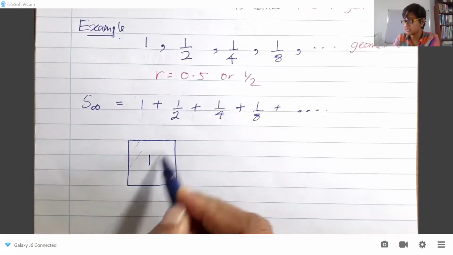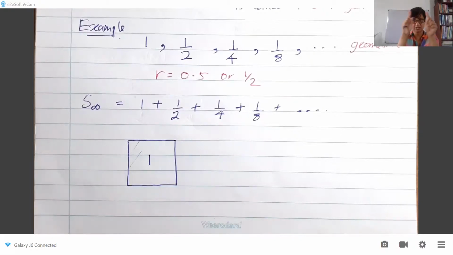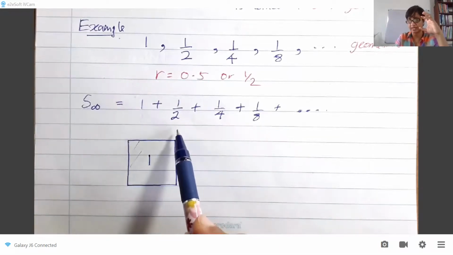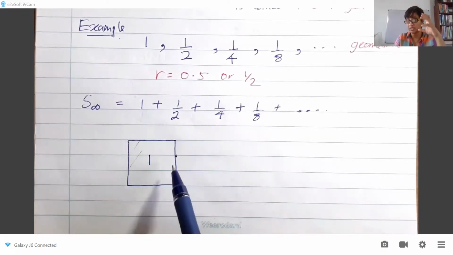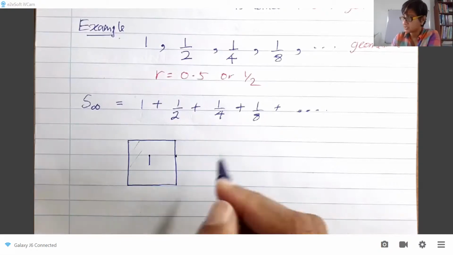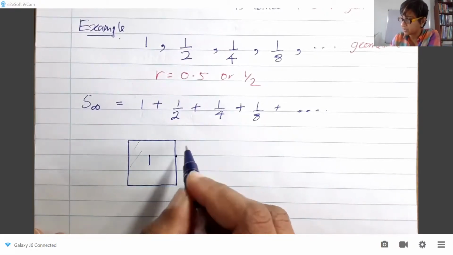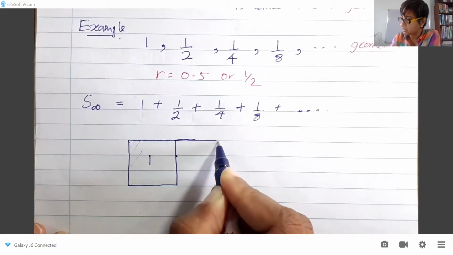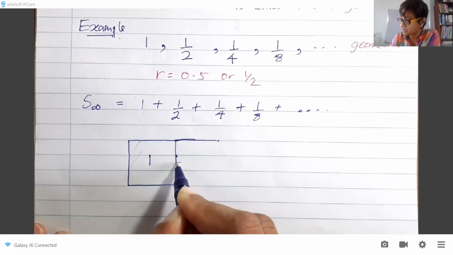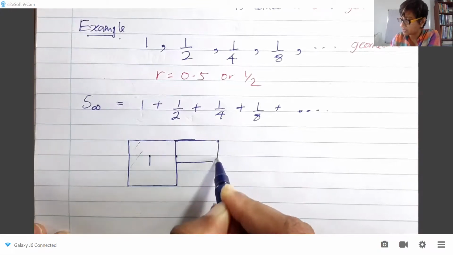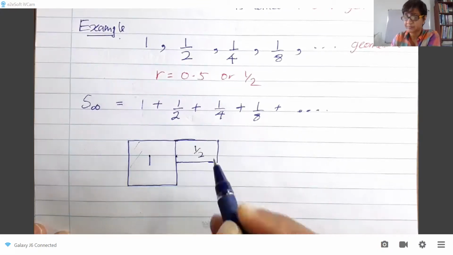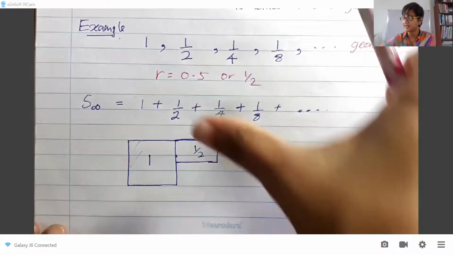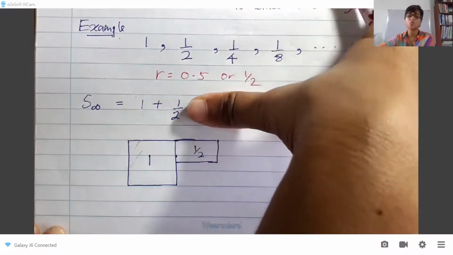I think of this as a square tile. That's my 1 unit. And then my second term is half a tile, which I have to combine with this. Let me attach it here. So half of a tile, like that. There's my half. Now how much do I have up to here if I add only 2 terms? 1.5.